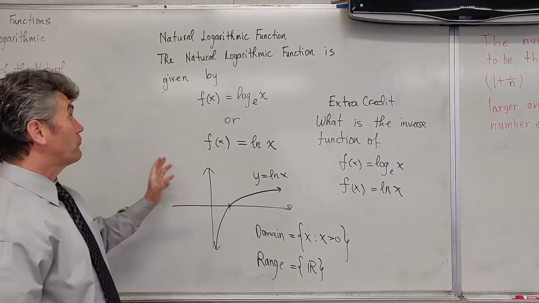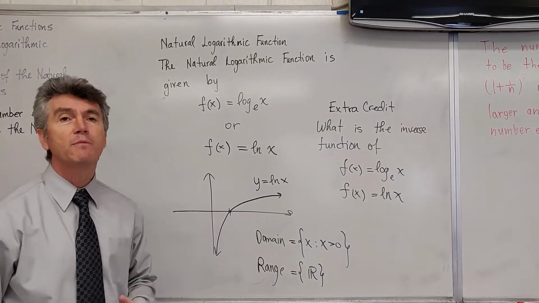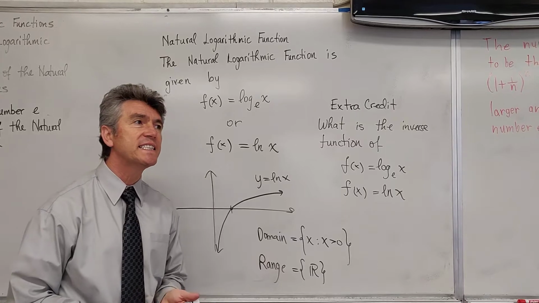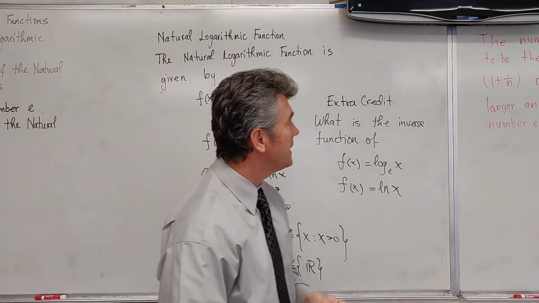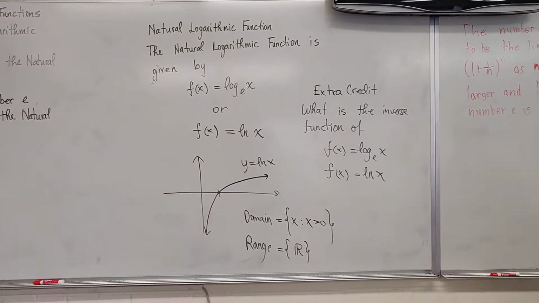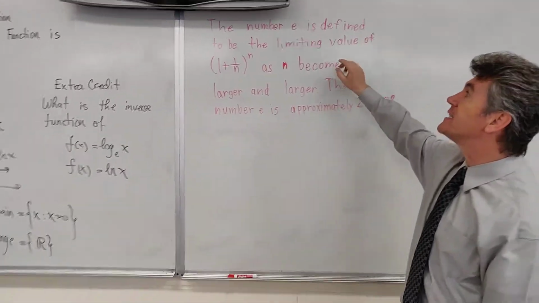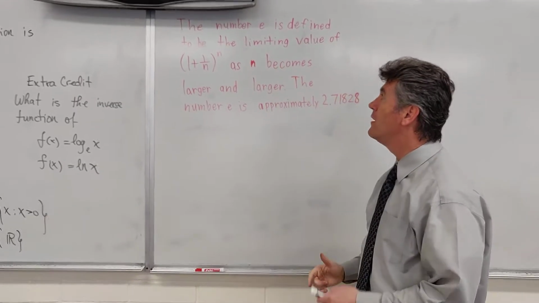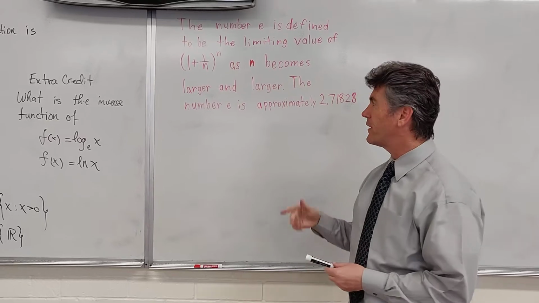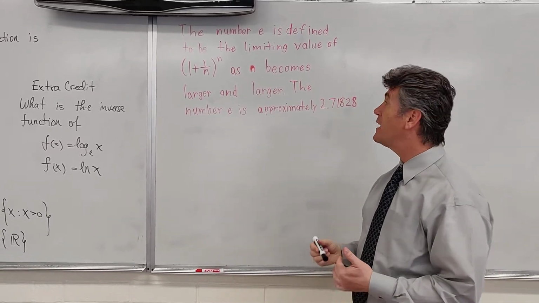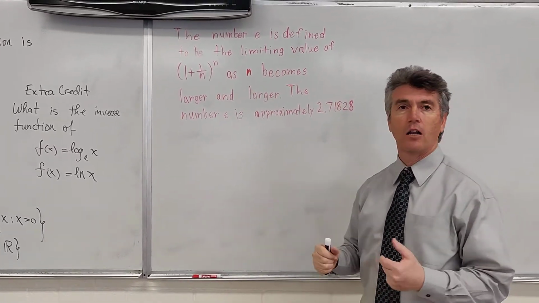So we've spoken about log of x with a base of e, but we haven't even talked about what e is. So what is e? The number e is defined to be the limiting value of 1 plus 1 over n, raised to the power of n, as n becomes larger and larger.